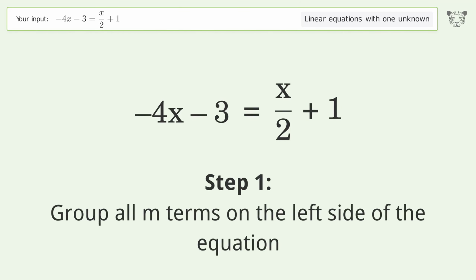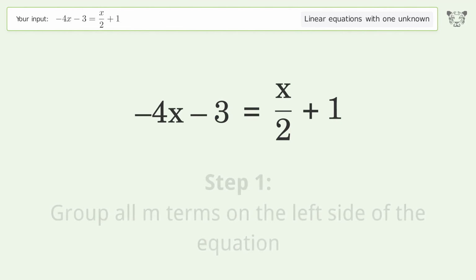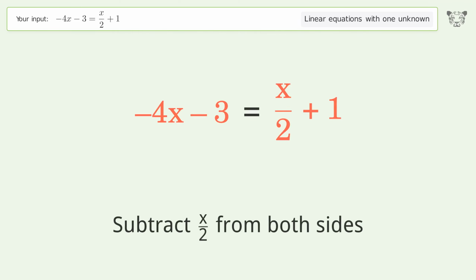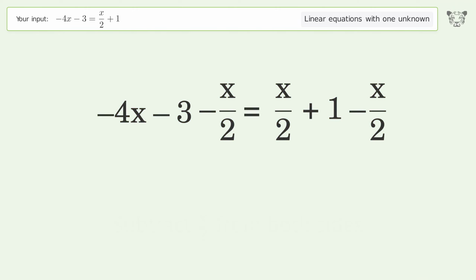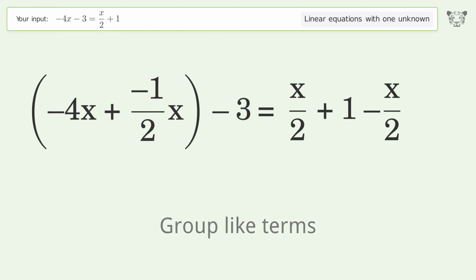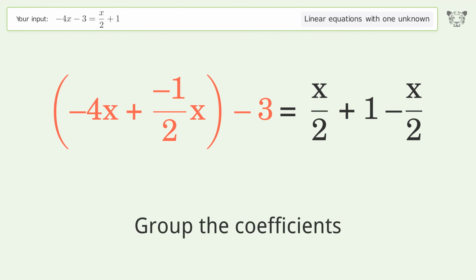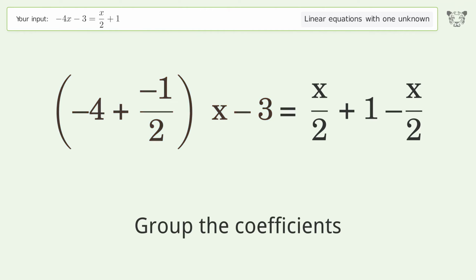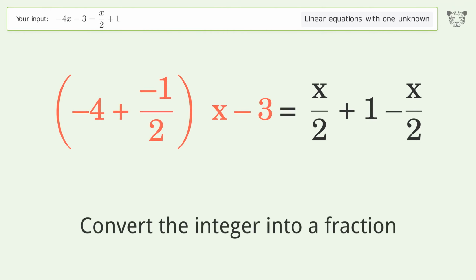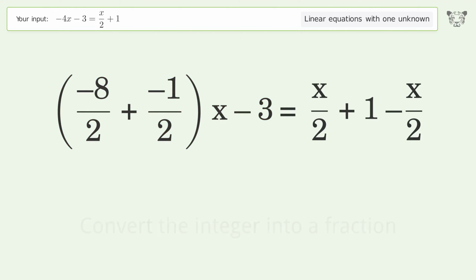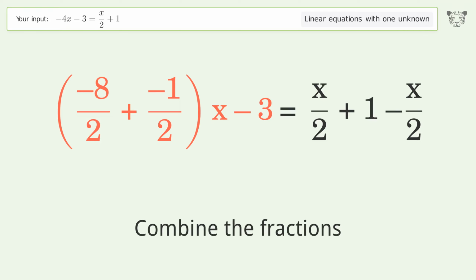Group all m terms on the left side of the equation. Subtract 10/2 from both sides. Group like terms. Group the coefficients. Convert the integer into a fraction. Combine the fractions.